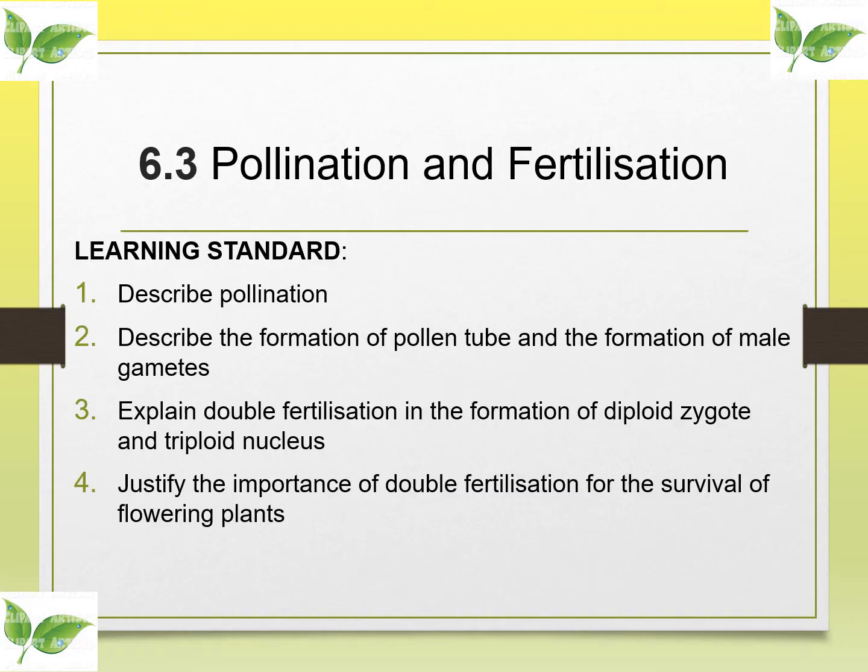Learning standards. Learning standard number 1, describe pollination. Number 2, describe the formation of pollen tube and the formation of male gametes. Number 3, explain double fertilization in the formation of diploid zygote and triploid nucleus. And number 4, justify the importance of double fertilization for the survival of flowering plants.